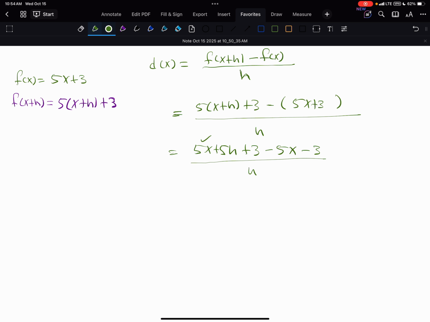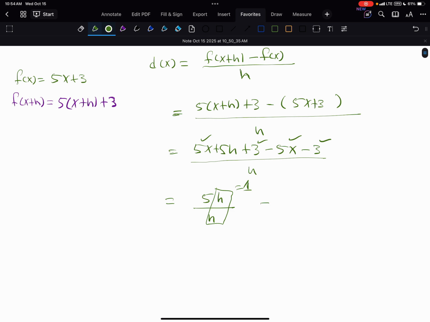Well, the 5x and the negative 5x add to 0, the 3 and the negative 3 add to 0, and I'm literally just left with 5h divided by h. Well, h divided by h is 1. 1 times 5 is 5. And so my answer here is just 5.